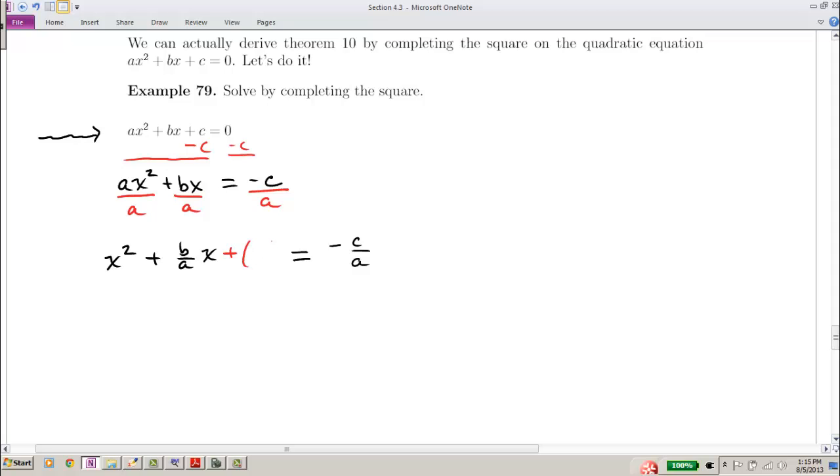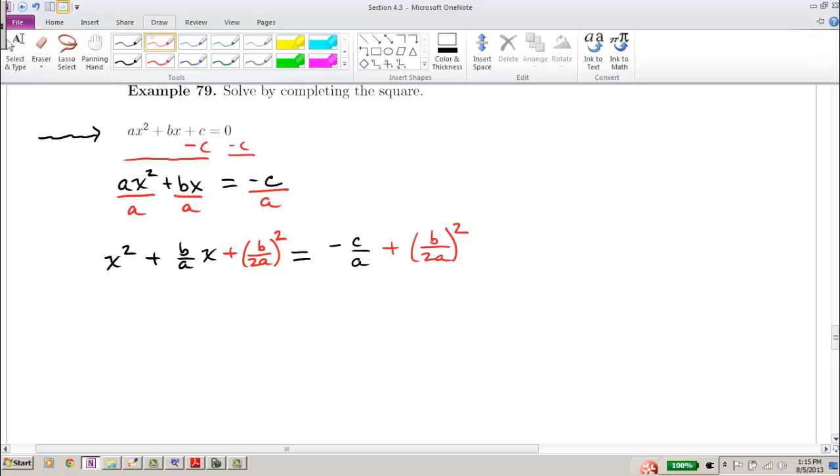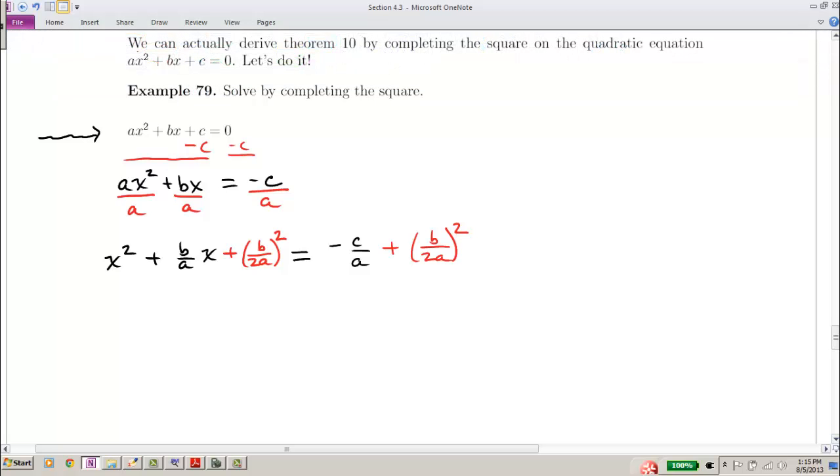So when you cut a fraction in half, it's the same as doubling its denominator. So there's b over 2a. That's half of b over a. Then we're going to square it and add that to the right side as well. Now we've chosen to add b over 2a all squared to both sides because it is what gives us a perfect square on the left.